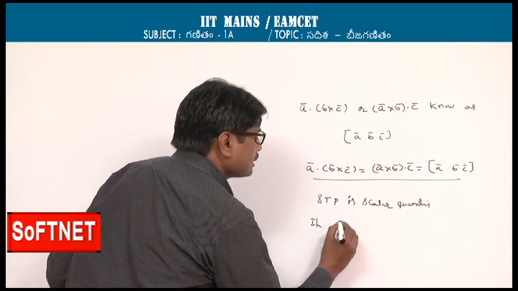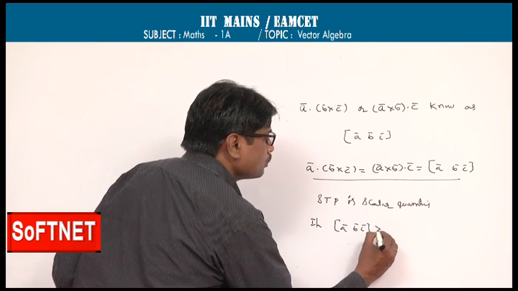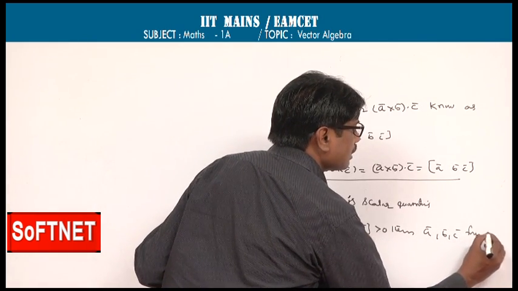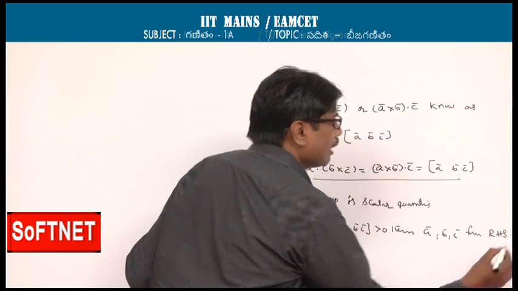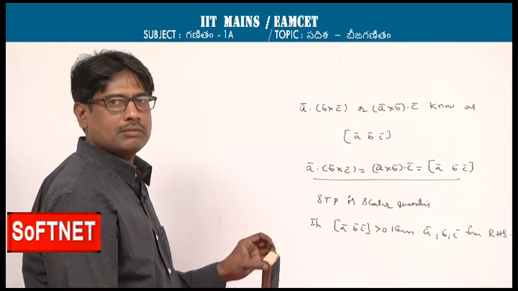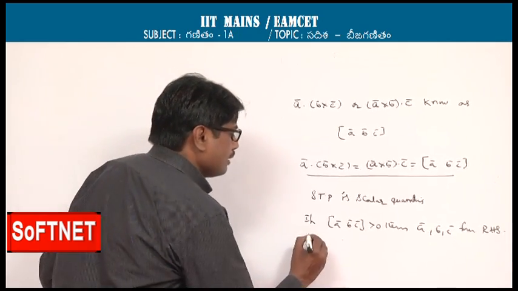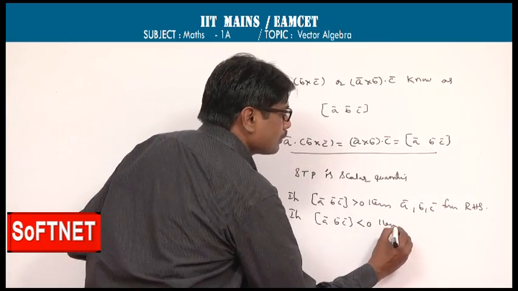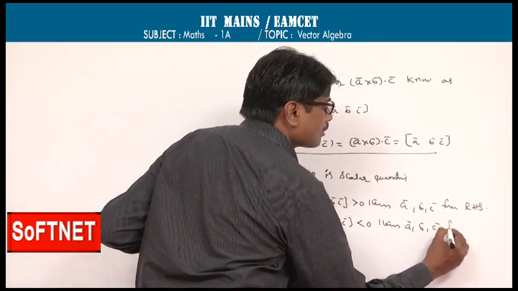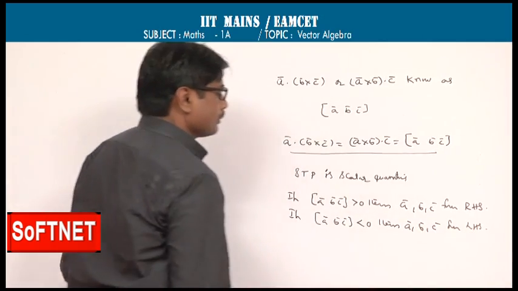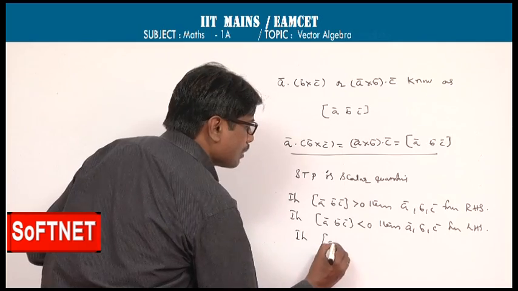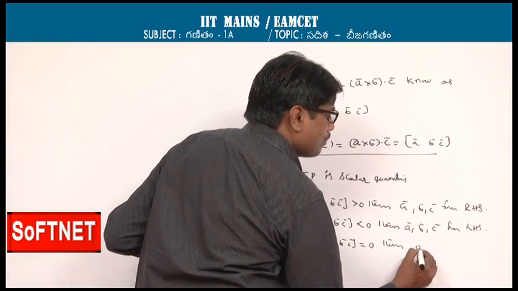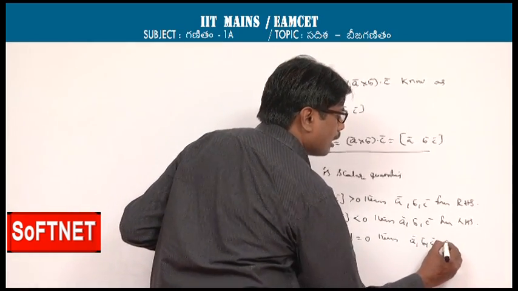If box of A bar, B bar, C bar is positive, then A bar, B bar, C bar forms a right-handed system. Earlier we have discussed what is a right-handed system and what is a left-handed system. If box of A bar, B bar, C bar is less than 0, then A bar, B bar, C bar forms a left-handed system. And if box of A bar, B bar, C bar is equal to 0, then A bar, B bar, C bar are coplanar.